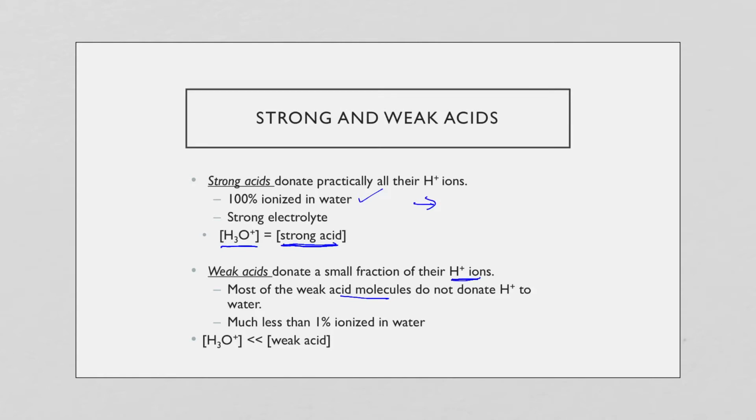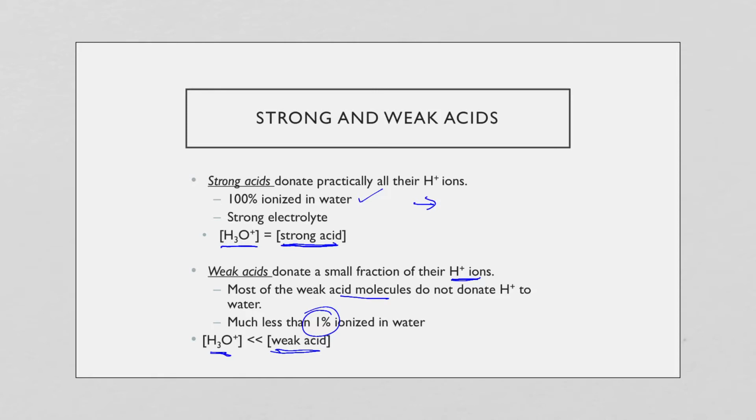form hydrogen ions or hydronium ions. And again, I'm being generous when I say less than 10%. A lot of times it's a very small percentage, less than 1% for some. So what this means is the hydronium ion concentration is much less than the original acid concentration.